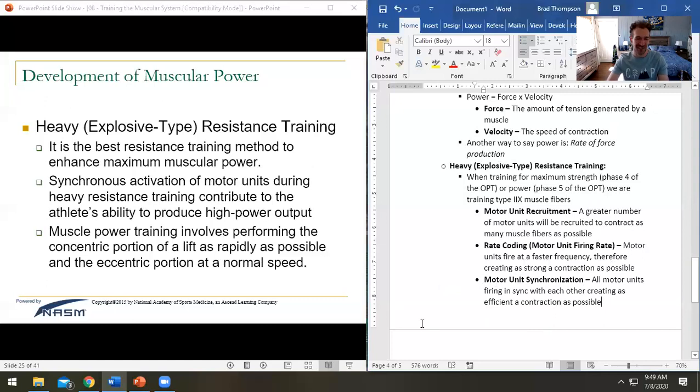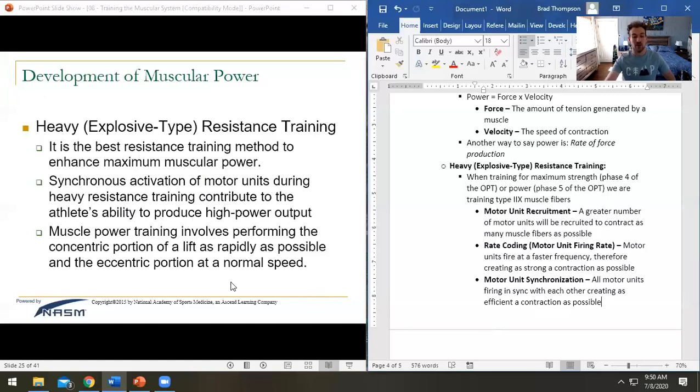So that's your motor unit synchronization, right? If we're training for heavy explosive training, when you are doing super heavy lifting and training your type 2X fibers, it's going to be the best method to enhance your power, because a part of power is your force production. Synchronous activation of motor units is going to contribute to overall power output. So motor unit synchronization is huge.